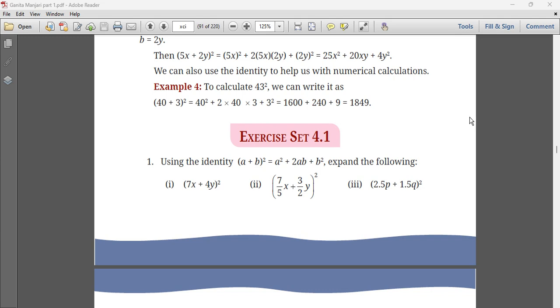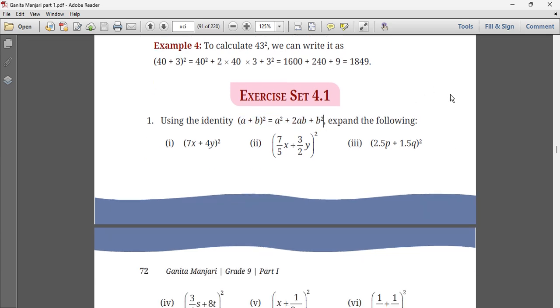We will start solving the questions. See this in the first expression, using the identity a plus b the whole square equals a square plus 2ab plus b square. You know this identity. Now we are going to use this identity to expand the given expression. Okay, we'll start doing this.